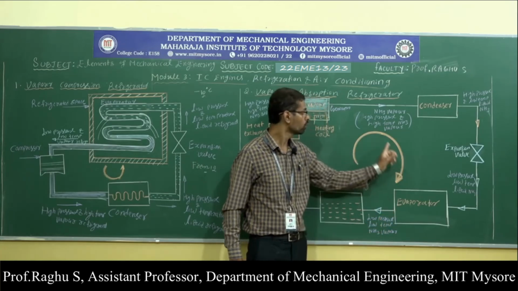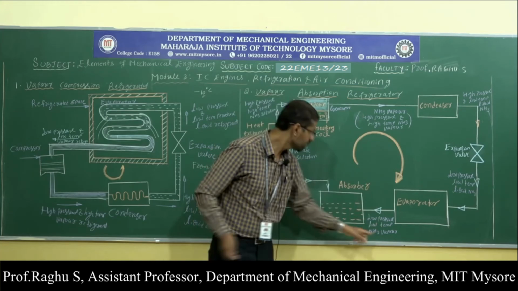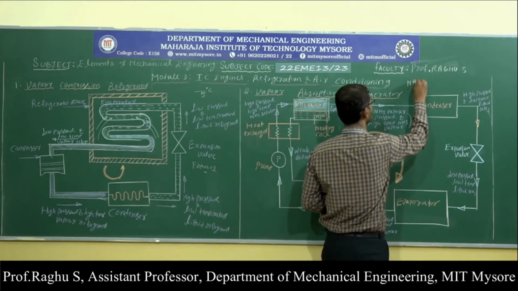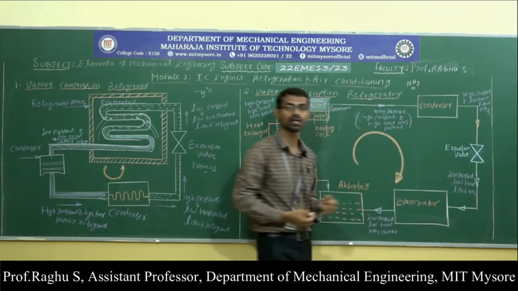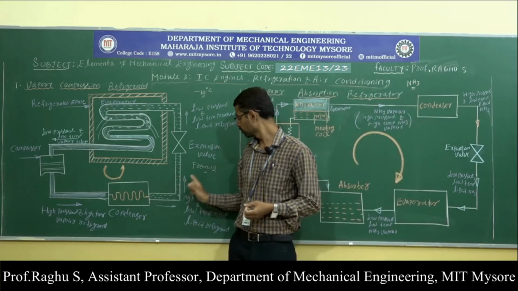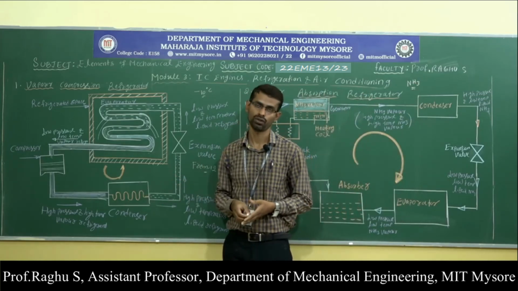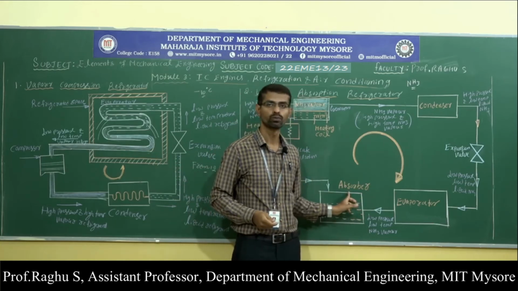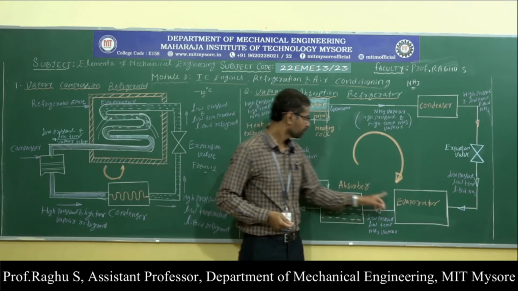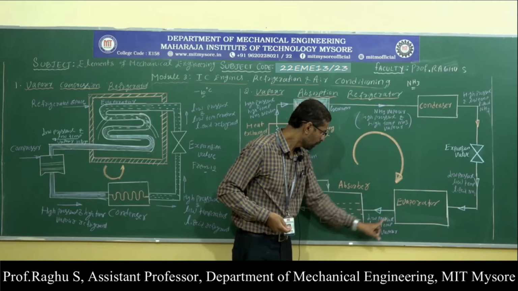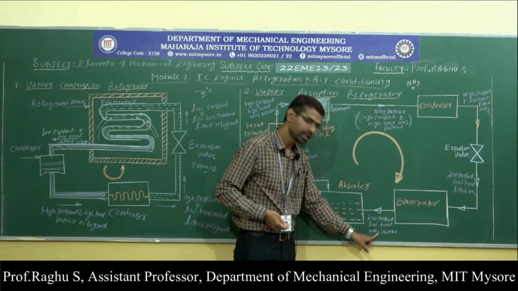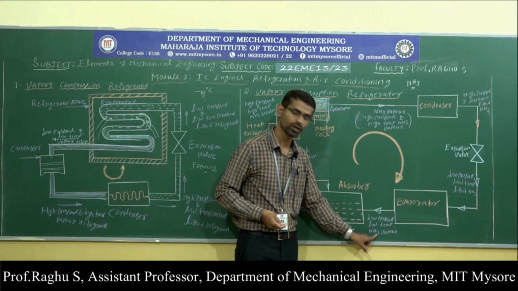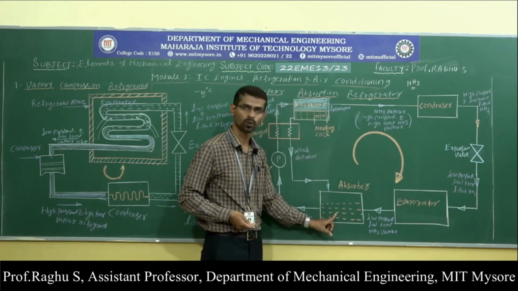This system uses ammonia as refrigerant, but the vapor compression system uses Freon 12 as refrigerant. Here we have the compressor, and here we have the absorber. From the evaporator we are getting low pressure and low temperature ammonia vapor. This low pressure and low temperature ammonia vapor enters into the absorber.